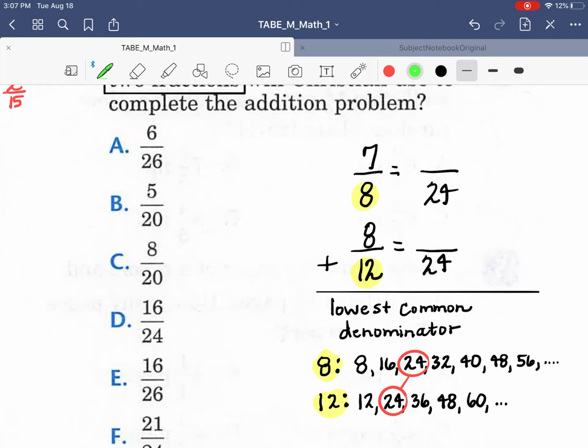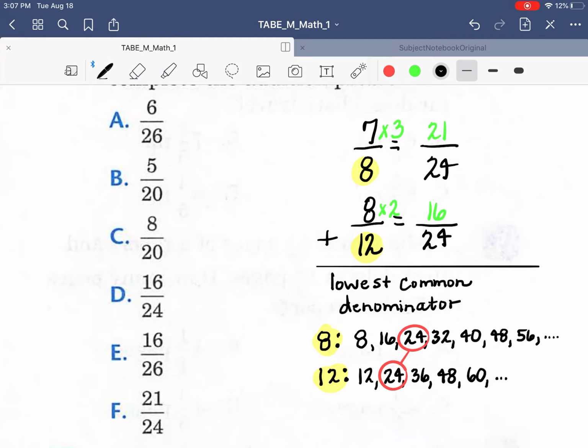So let's raise everything to 24ths. 8 into 24 is 3. So that's a 21. 12 into 24 is 2. So that's a 16. And there are my answers. 21 24ths. So this one. And 16 24ths. You want D and F to be your answers on this one.